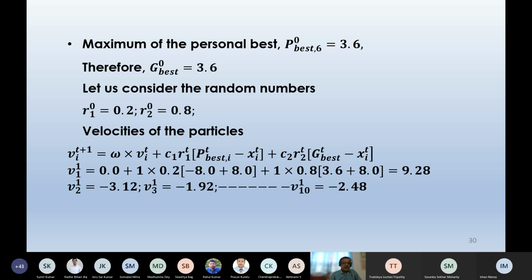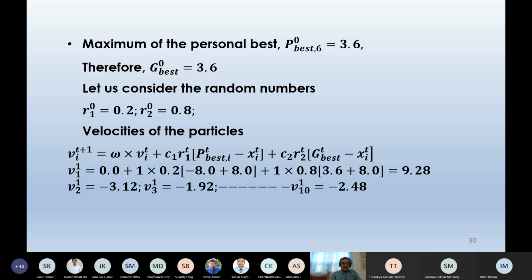Now how to update the velocity? Vi at t plus 1 iteration is W multiplied by Vi at t, plus C1 R1 at t into P best i at t minus Xi at t, plus C2 R2 at t multiplied by G best at t minus Xi at t. So for V11, W multiplied by the initial velocity, which is assumed to be 0, so it is 0, plus C1 is 1, R1 is 0.2.